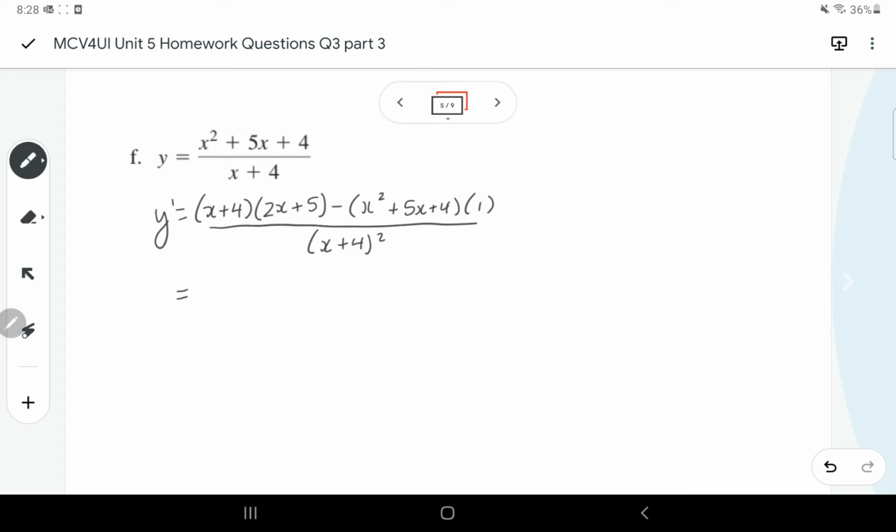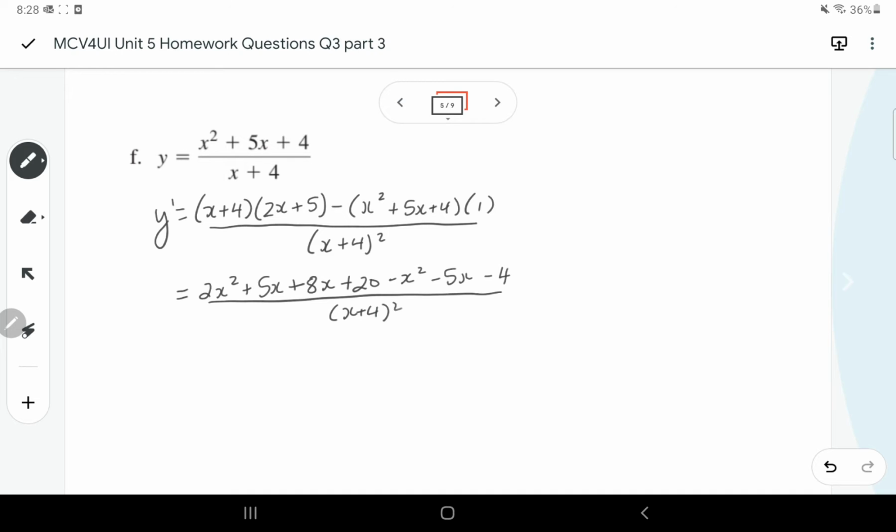Now I will FOIL this all out, simplify things as much as I can. So here I've got 2x squared plus 5x plus 8x plus 20 minus x squared minus 5x minus 4. Oh, don't forget your denominators. I've said this in class and I just almost did it.